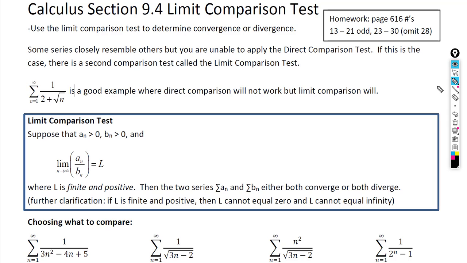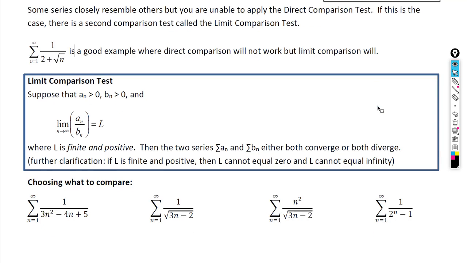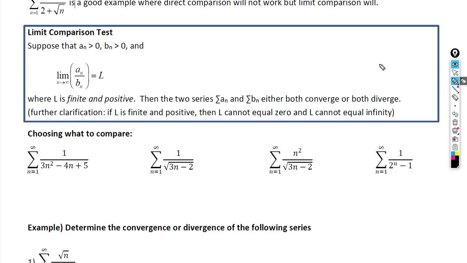So if we look at the limit comparison down here, we basically are going to come up with two different individual series, a sub n and b sub n. As long as they're greater than 0, then the limit as n approaches infinity of the dividing pieces, a sub n divided by b sub n, is equal to some L. L is the limit where it's finite and positive. So if it's negative, then we don't know what's going on. If it's infinity, then that's not good either, right?